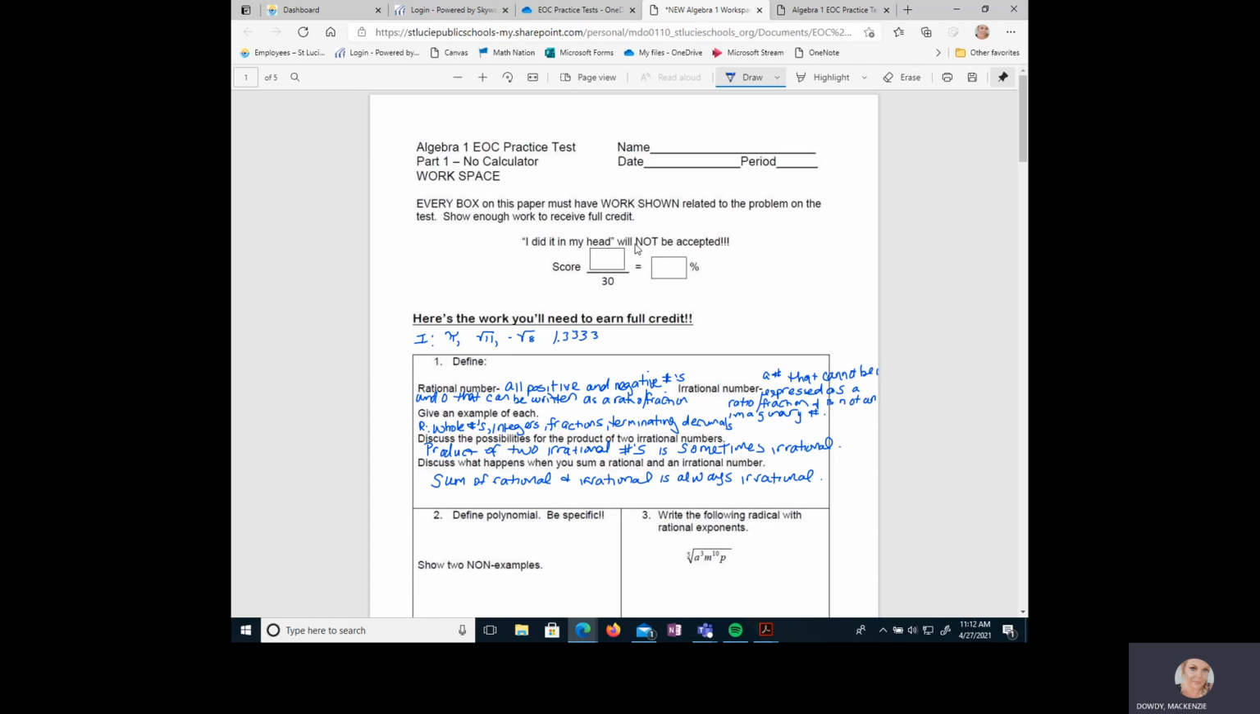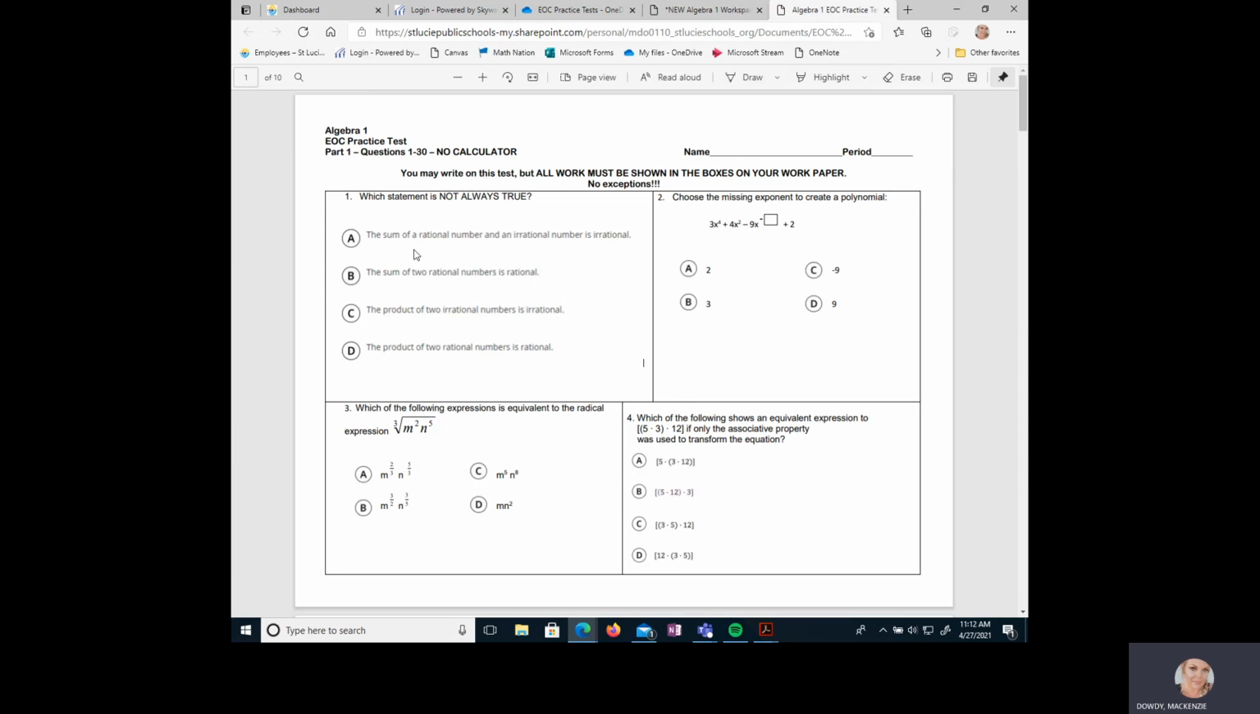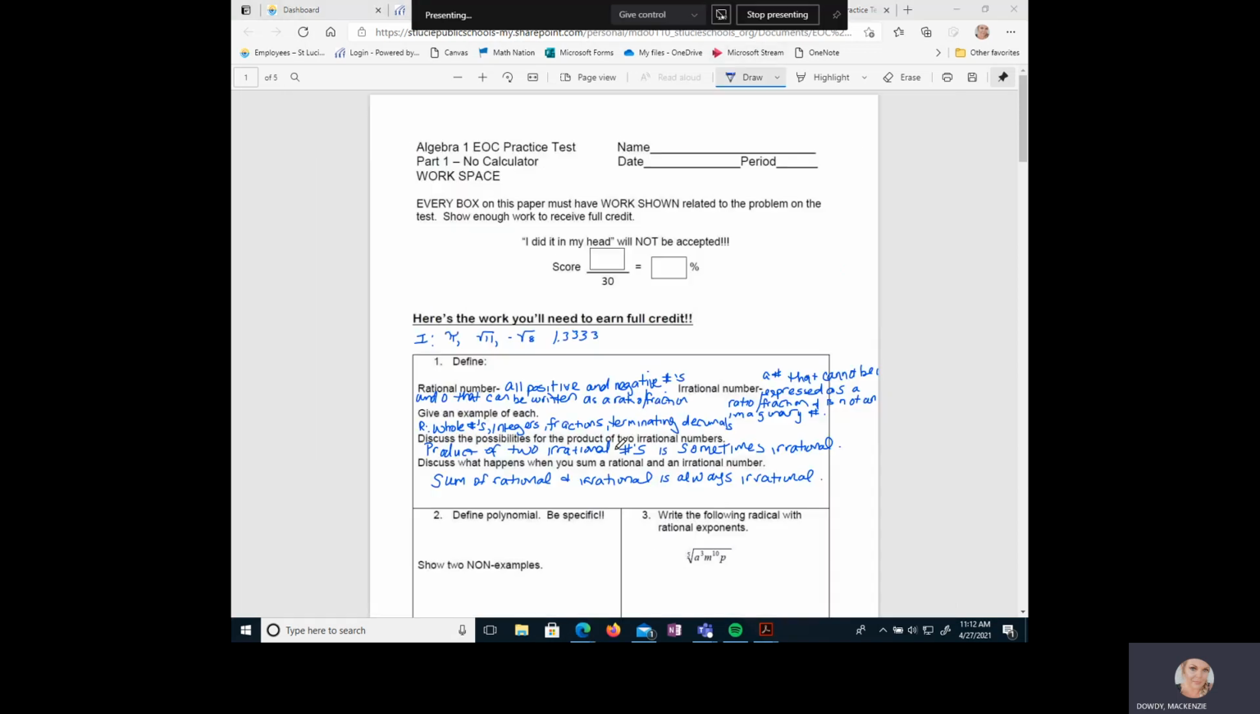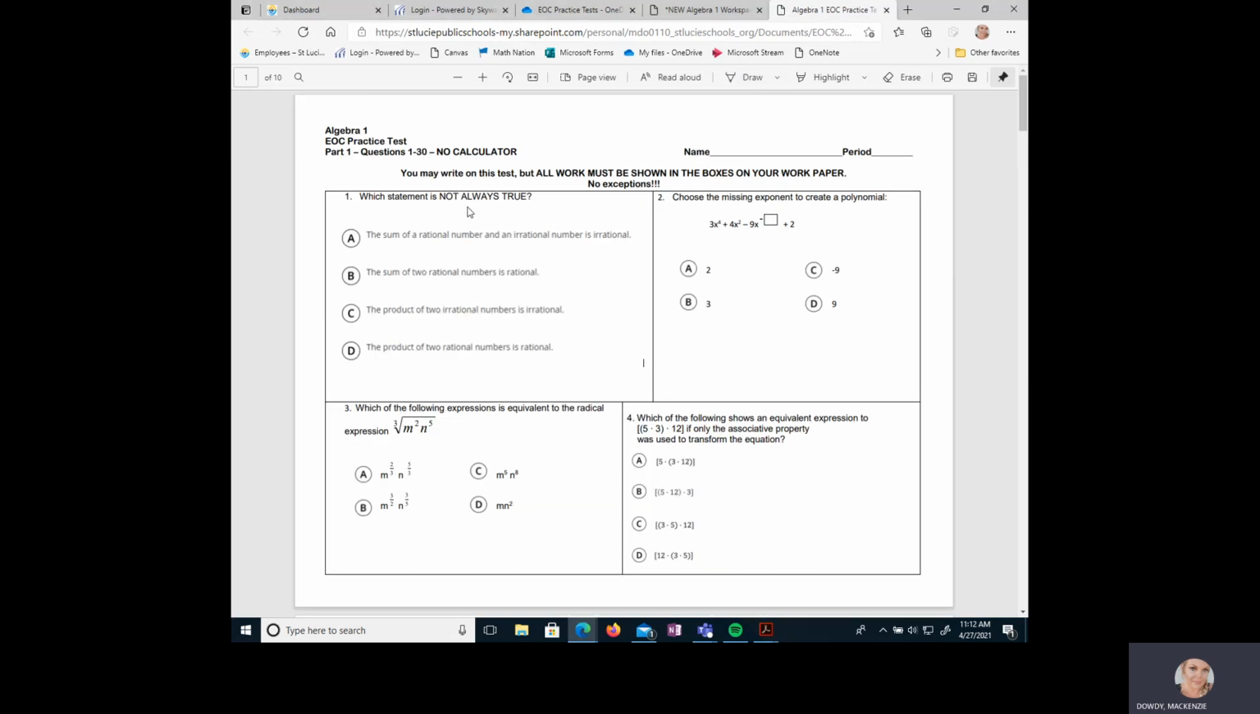All right, so now that we have that, we're going to come over here to the questions, and we will see that number 1 asks us which statement is not always true. And we can flip back and forth between this and the other page. So A says the sum of a rational number and an irrational number is irrational. The sum of a rational and irrational is always irrational. That is always. It's asking what is not always true. So we're going to eliminate A.